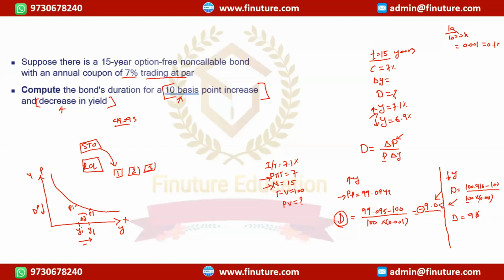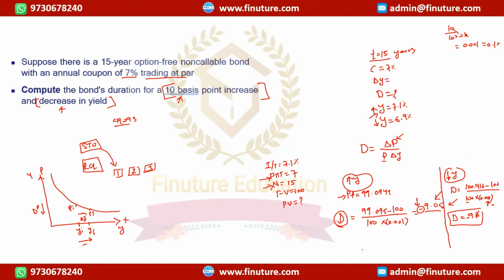9.16. Like how we had a negative sign over here, now we will have a positive sign from here because yield has gone down. So this delta y would be negative, right? Because it has gone from 7 to 6.9. This is your final yield, this is your initial yield. So this negative sign would come from delta y now, and ultimately it would be negative 9.16 duration when your yield is going down, and this is when your yield is going up.